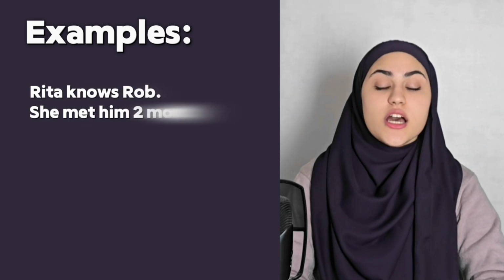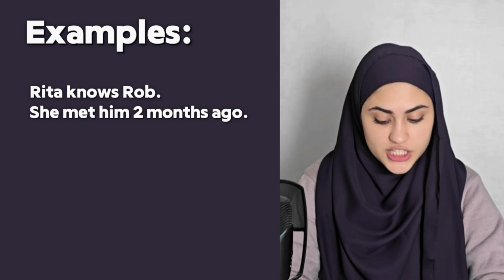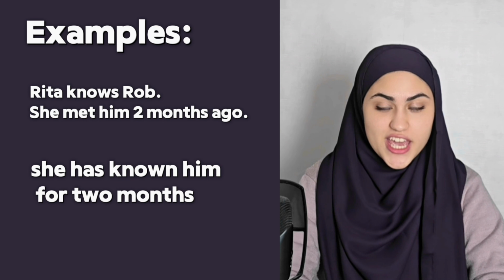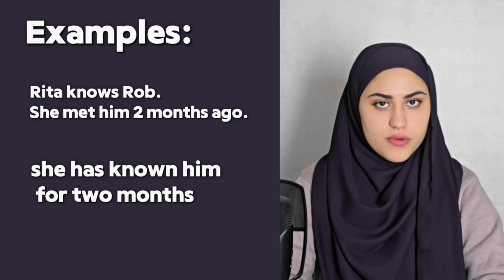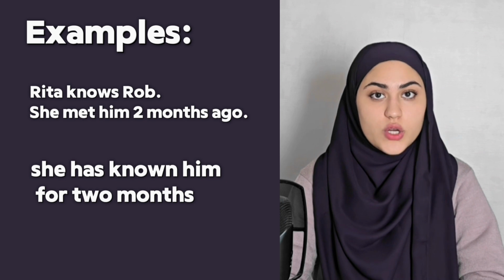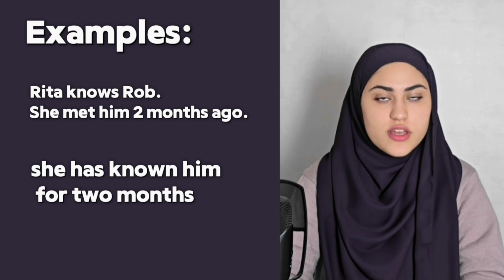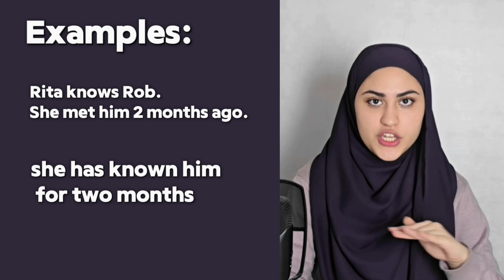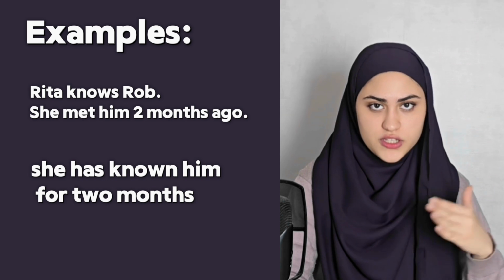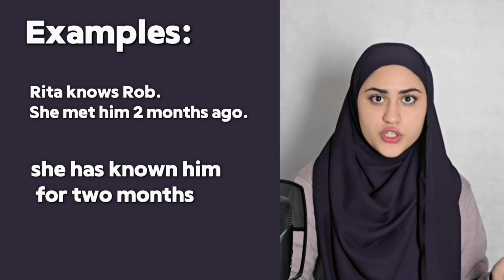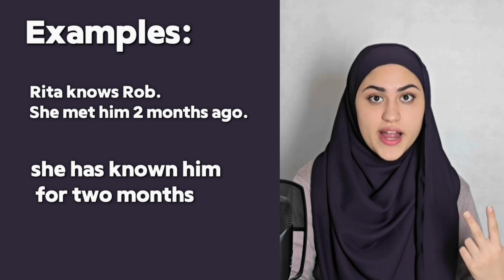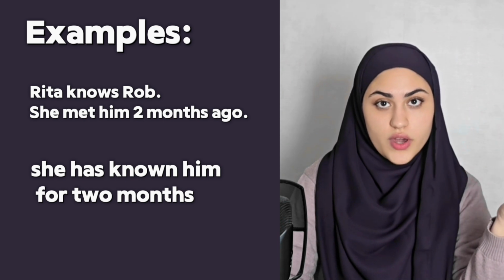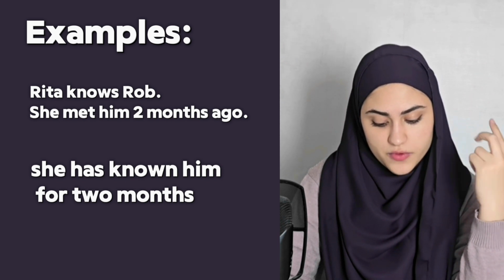So Rita knows Rob. They met 2 months ago. She has known him for 2 months. Someone knows someone else. And 2 months ago they met, and so they know each other, and up to now they know each other for 2 months, right? Rita and Rob have known each other for 2 months. Here it says she has known him for 2 months.